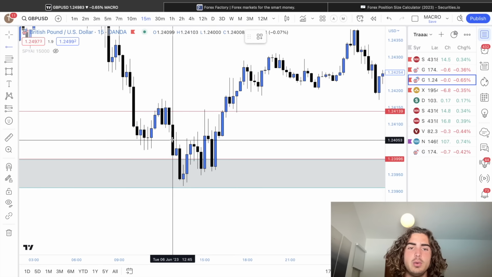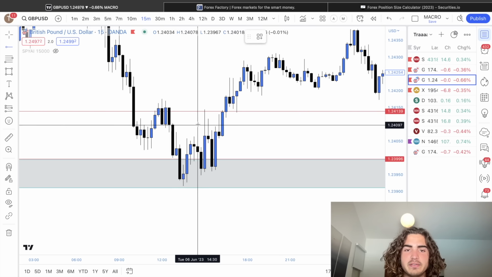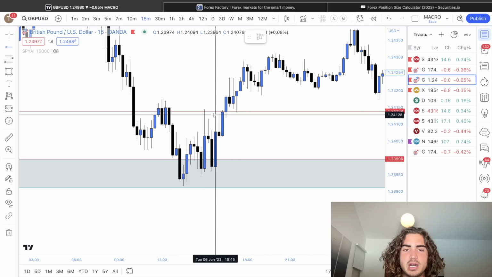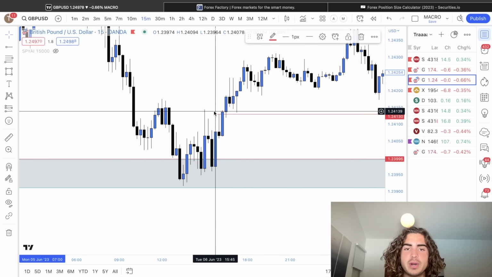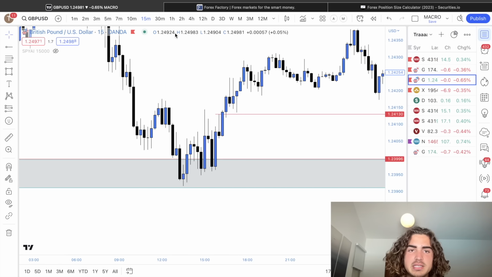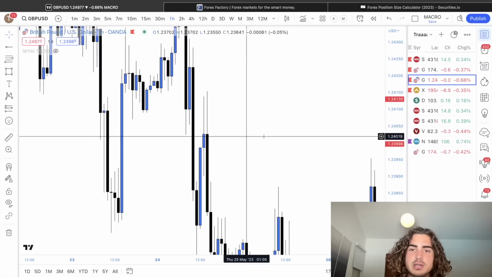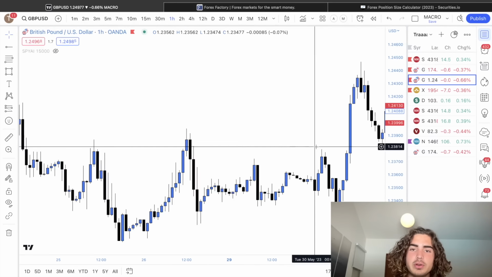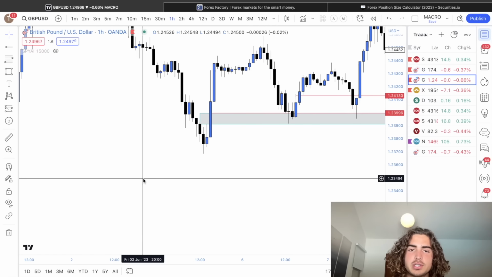Okay, we don't get a break of structure here. We don't get a break of structure here. Boom, we finally get the break of structure right here on this candlestick, and that honestly looks like that's when the hourly broke structure as well. So that's 2 breaks of structure.